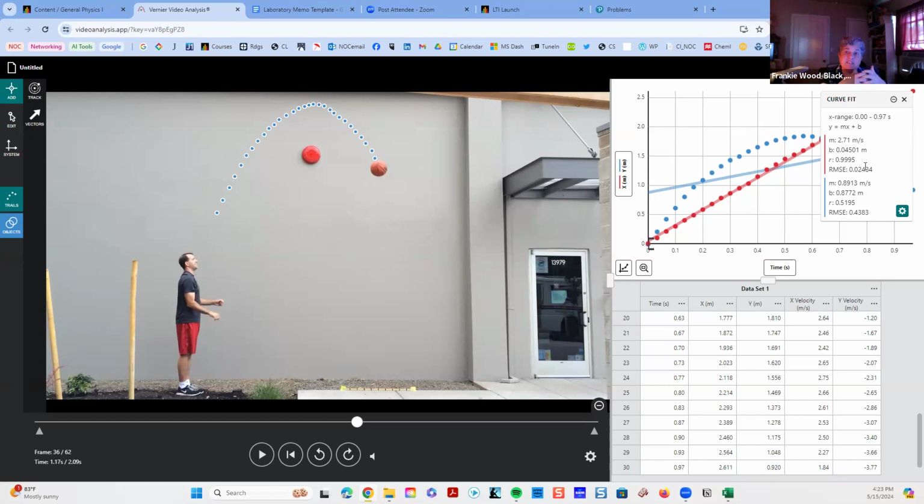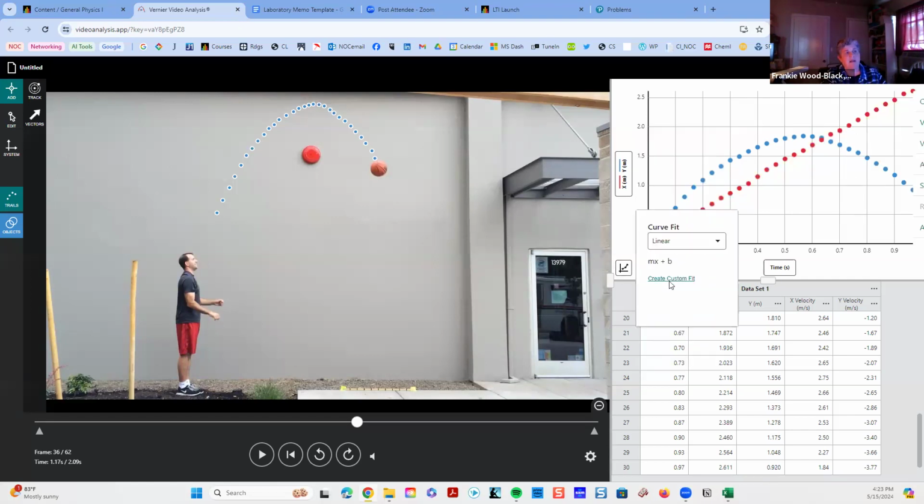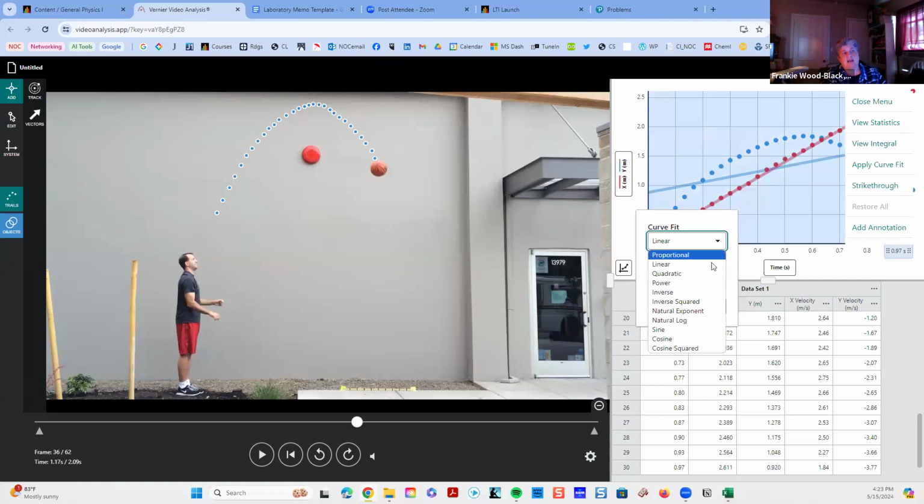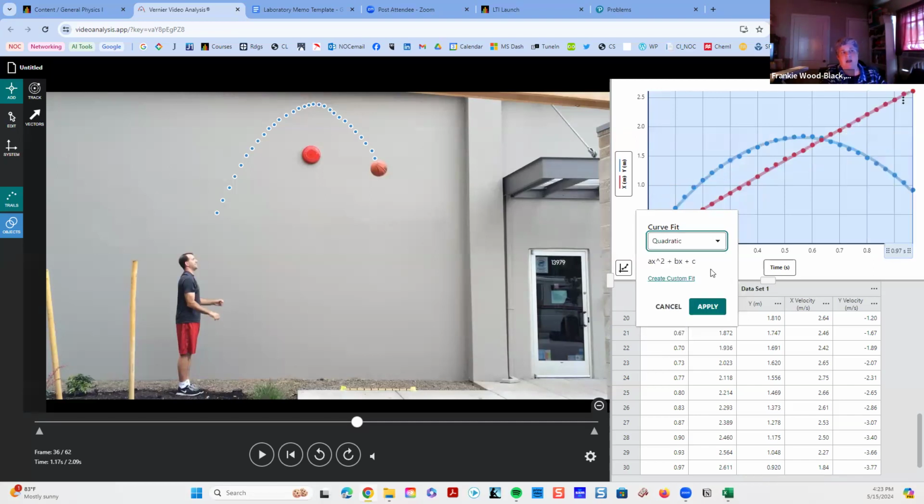So my graph is giving me a way to interpret what is physically happening to the basketball by doing that straight line. Now, the straight line doesn't work very well for the Y direction. The Y direction is not going to be a straight line. So I'm going to have to go back and apply curve fit, and I get choices. In this case, it looks like a parabola. We know a parabola, and we remember our algebra, we know that that's going to be a quadratic.